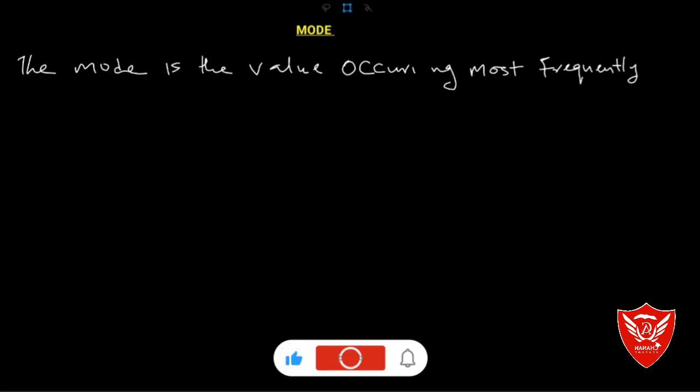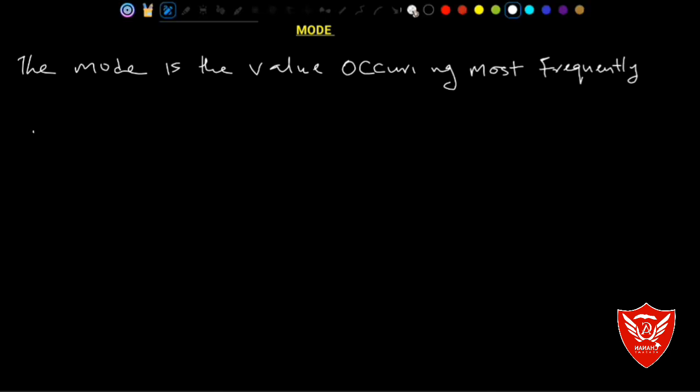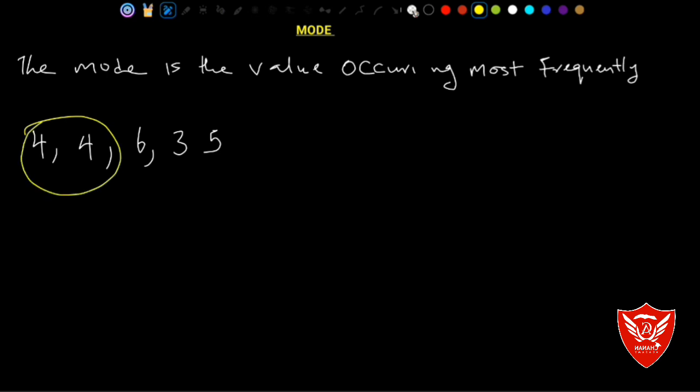The mode is the value occurring most frequently, or the value that has the highest occurrence. So suppose we are given a data set like 4, 4, 6, 3, 5. Now, you see that from this data set, 4 is occurring most. So 4 is our mode. So mode is equal to 4.